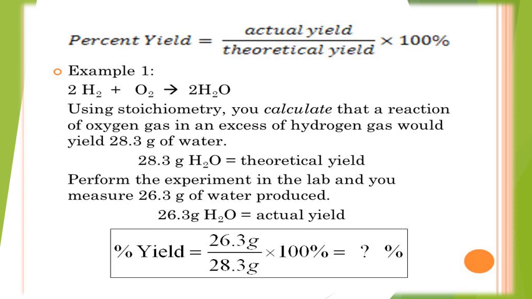I performed an experiment in the lab. Using the same grams of these two substances, I got only 26.3 grams of the substance. So this comes out as the actual yield. How to get the percent yield? I divide 26.3 grams by 28.3 grams of water, that is, actual divided by the theoretical yield, multiplied by 100, and I will get my answer. Now you can find out what the answer is here, right? This shows you how to calculate percent yield.